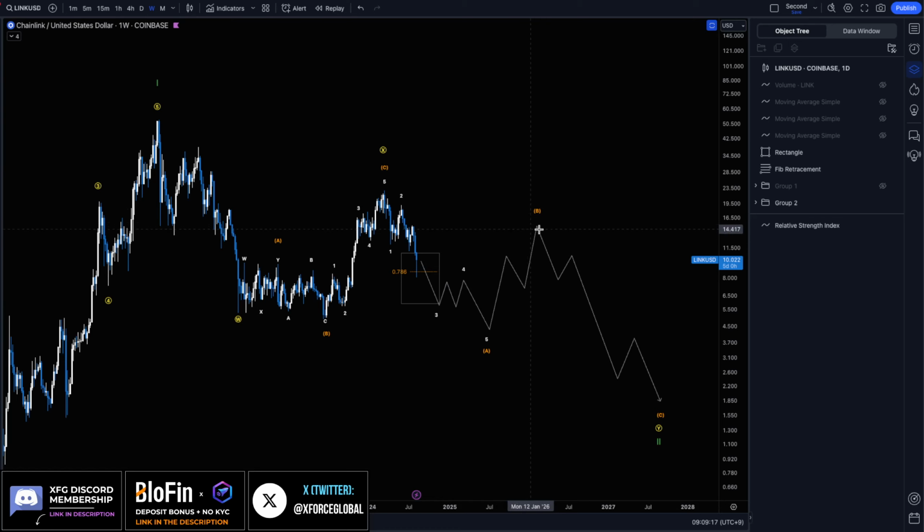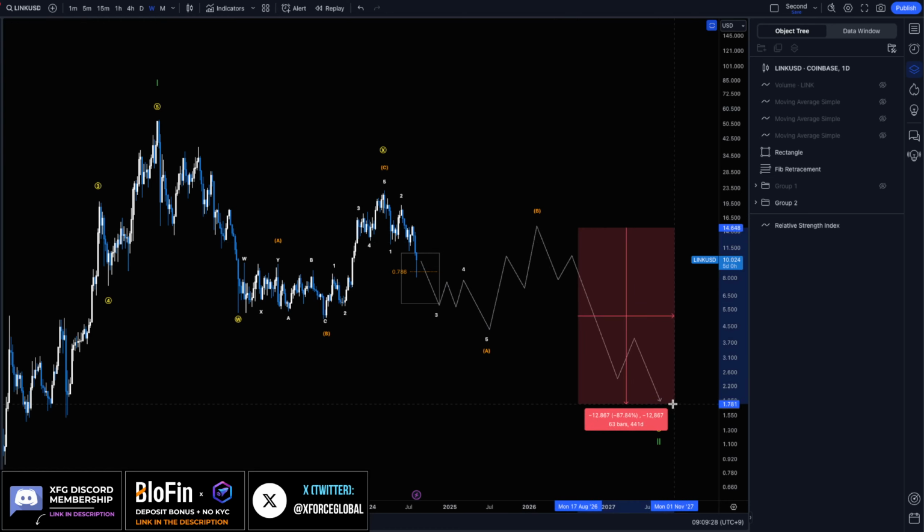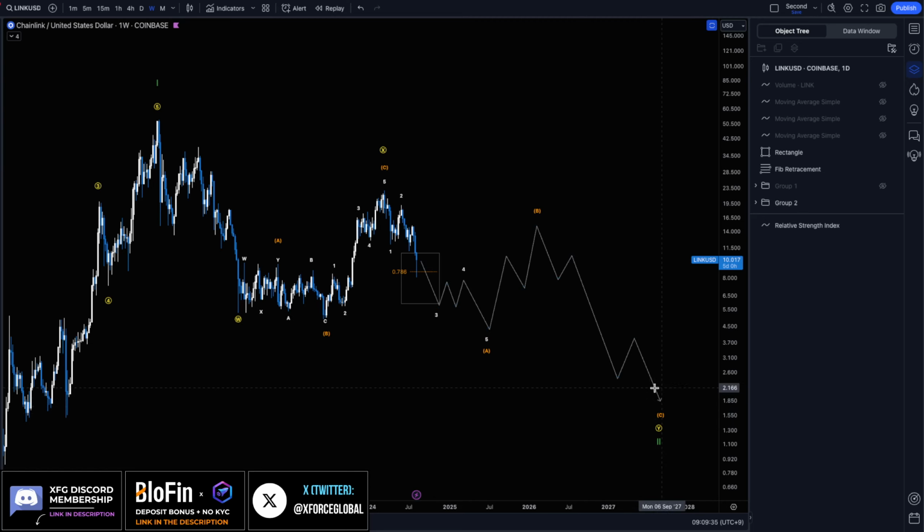wave B, and this is where we will be getting a pretty good idea on having that opportunity if this works as a 3-wave move to the upside, and then we can take a shorting opportunity down at least to trade this wave C, which should be another 70 to 80% move to the downside that should bring Link to pretty detrimental areas of $1 to $3 region.